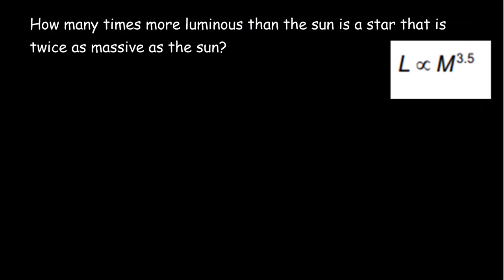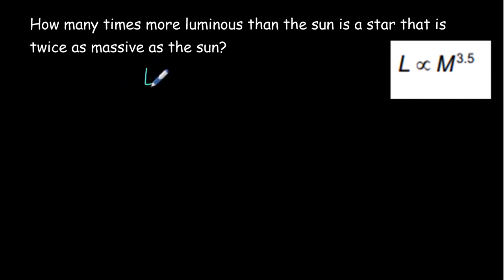Here's a second question asking how many times more luminous than the sun is a star that is twice as massive as the sun. So you probably haven't studied astrophysics yet. But if you go to the data booklet, you'll find that there is a relationship between luminosity and mass of a star. They don't give you an equation, they just say that it's a proportional relationship between L, the luminosity, and mass to the power 3.5. So we can write a ratio proportionality equation.